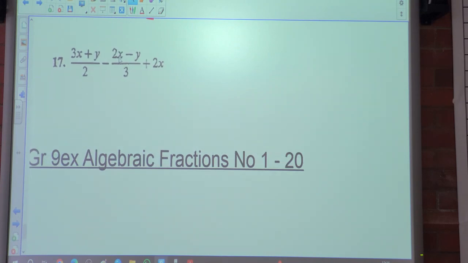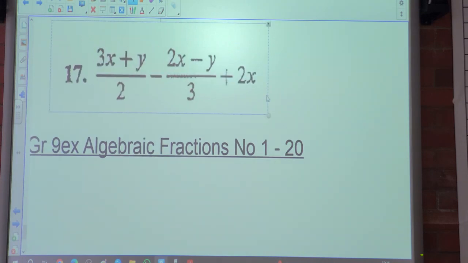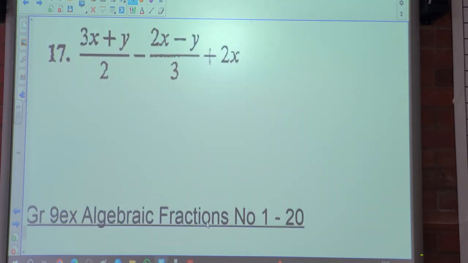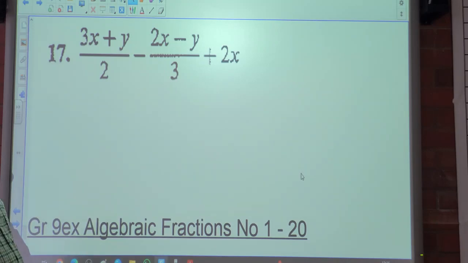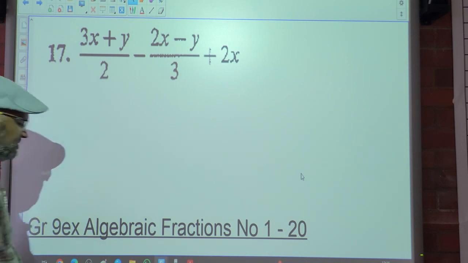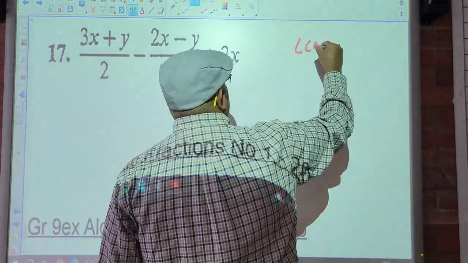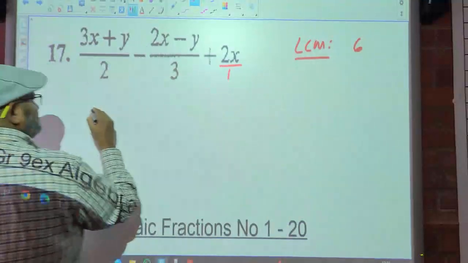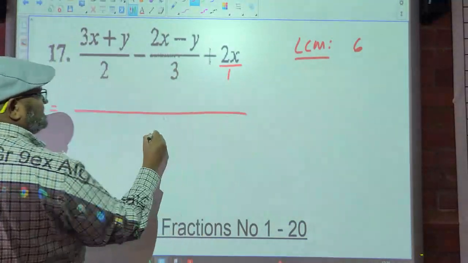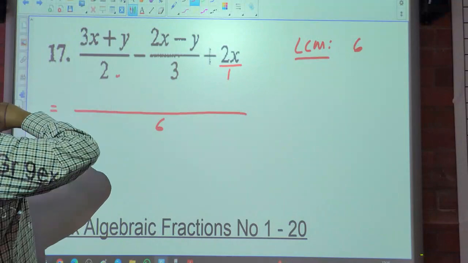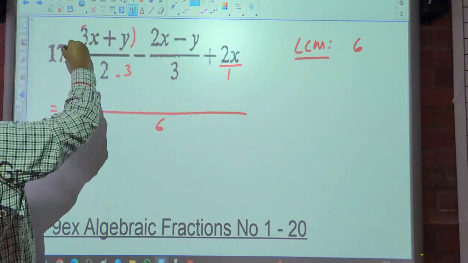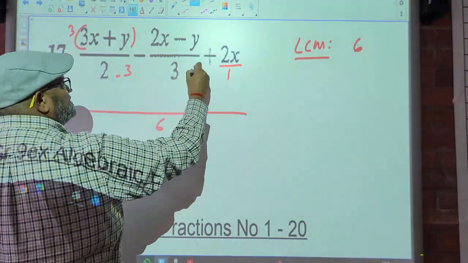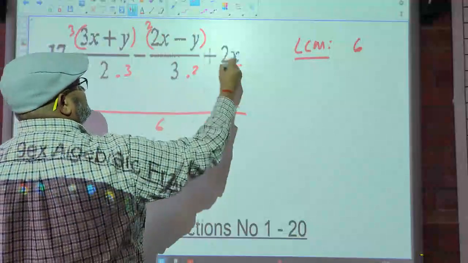Number 17. We have (3x + y)/2 minus another fraction, (3x - y)/3, plus 2x. So what's your LCM here? 6, and that 2x should be over 1. The LCM is 6, so the first numerator is multiplied by 3 and the second is multiplied by 2.